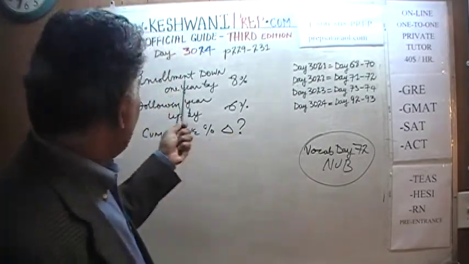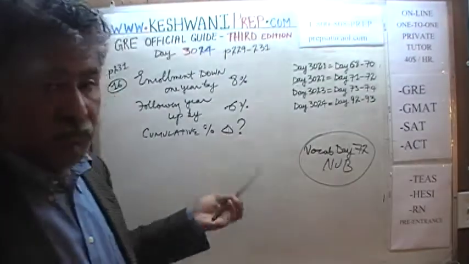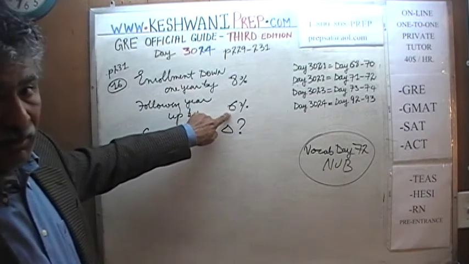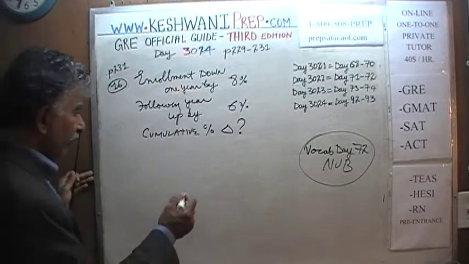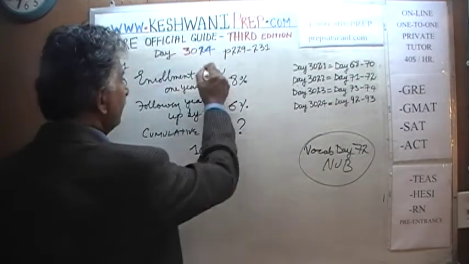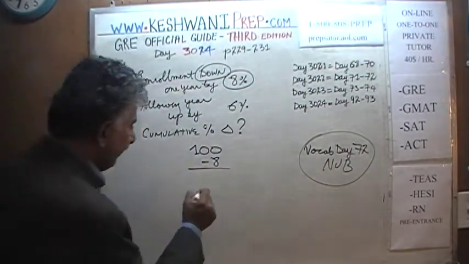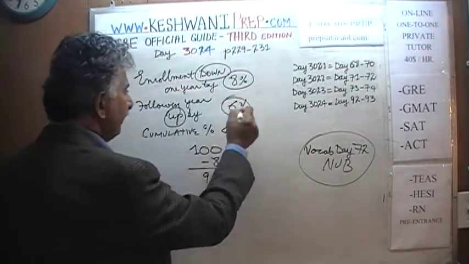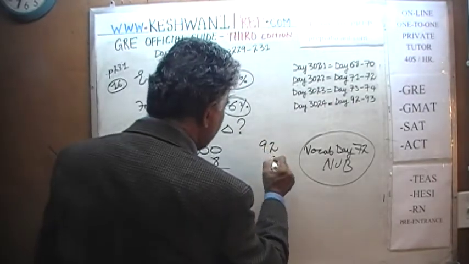No, it's not, because when it goes down by 8%, we take 6% of the new figure. It goes up by 6% of not the original amount, but the new amount. Let's find out what the answer is, shall we? So if we start out with 100, first it goes down by 8%. 8% of 100 is 8, which is very easy. So it becomes 92. Then it goes up by 6%. So now we have to figure out 6% of 92.